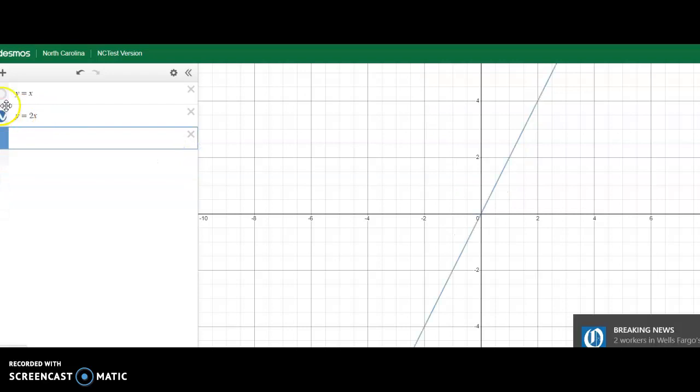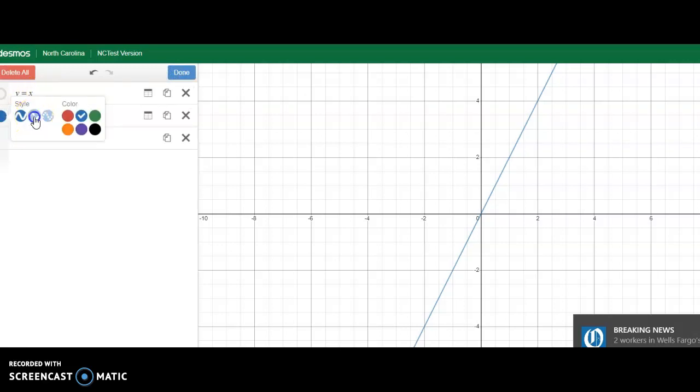And let's just put these two up. And I'm going to go up here to the wheel. If I hit the wheel and I go in here and I touch this, I can change whether it's a dashed line, a solid line, a very busy little line. I can change its color if I would like. There's a lot of little things you can do.